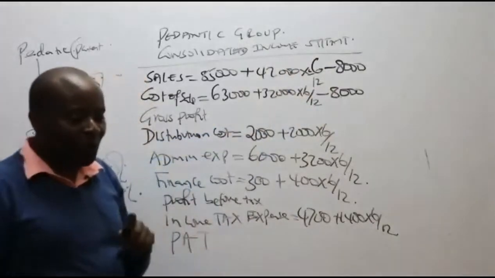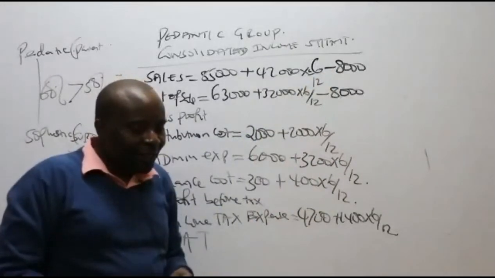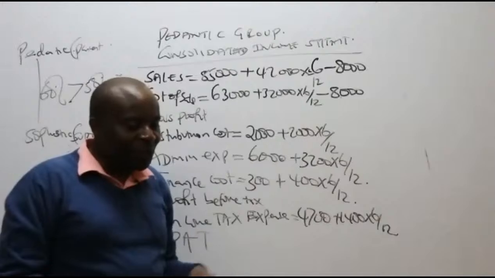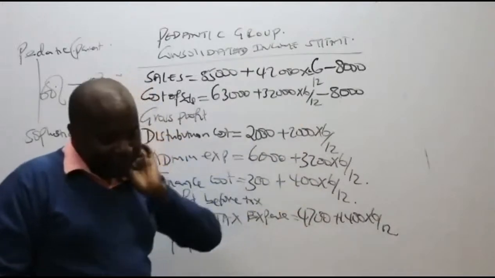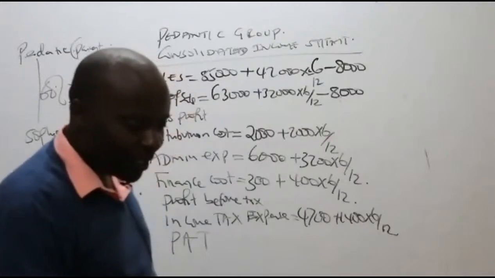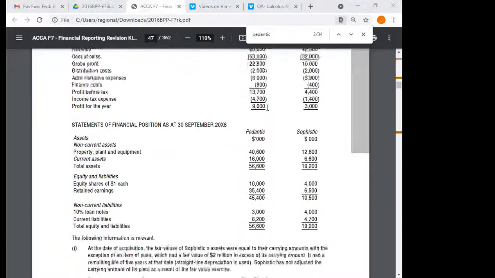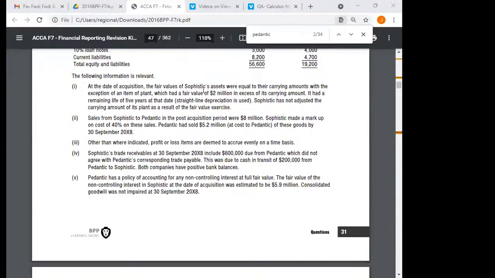Kwanza tuanze hapa. Are you able to see why I'm using 8,000 and not 8 million? Are you able to see why nimetumia 8,000? Because my figures up here, they're in thousands. So the figures are in thousands. Nikisoma hata hizi hapa, lazima nasoma zikiwa in terms of thousands. So sales from Sophistic to Pedantic in the post-acquisition period were 8,000.